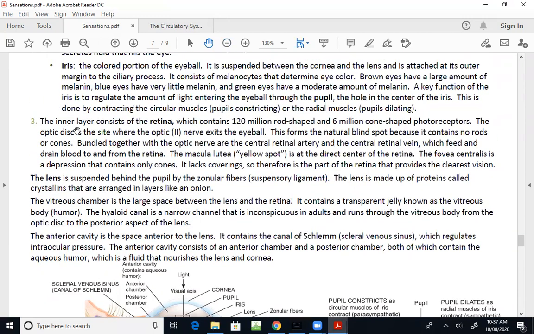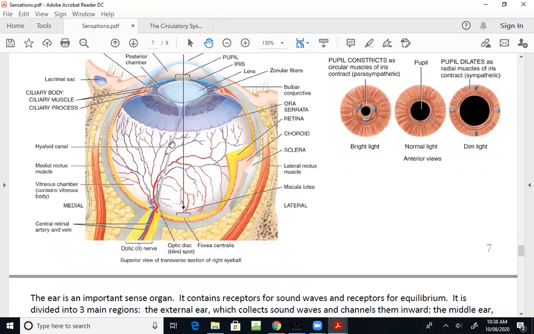Okay, let's talk now finally about the inner layer of the eye where the retina is, where you find 120 million rod-shaped and 6 million cone-shaped photoreceptors. We call these cells rods and cones because of their shape. That's what's shown here in yellow.